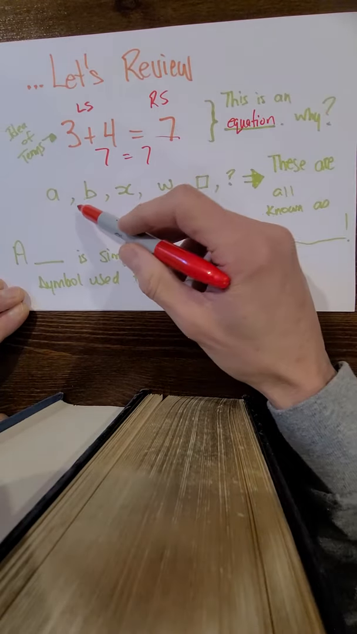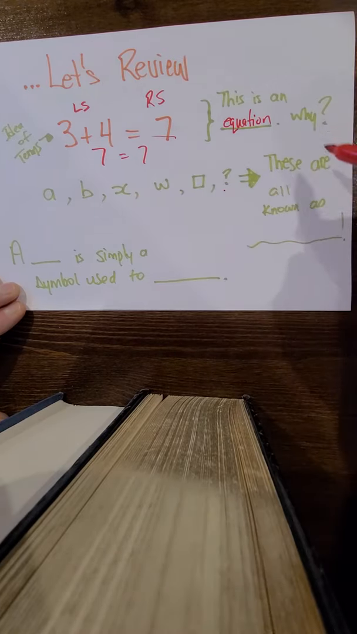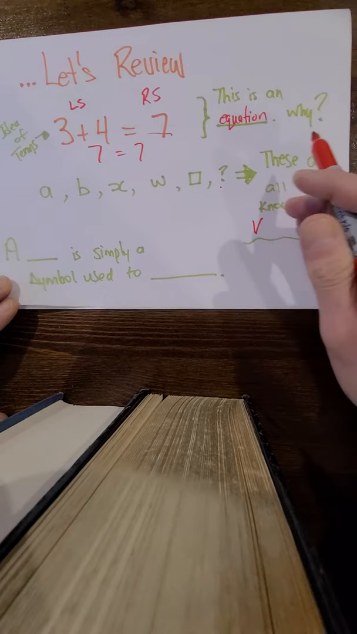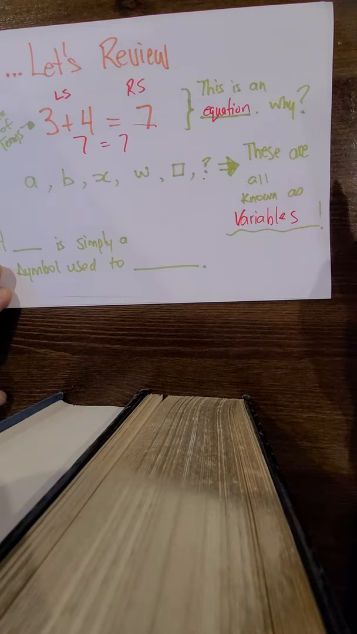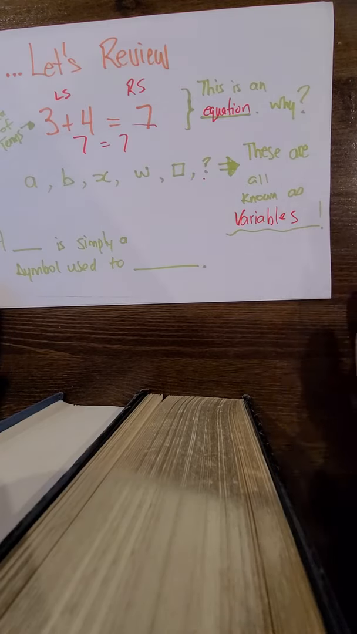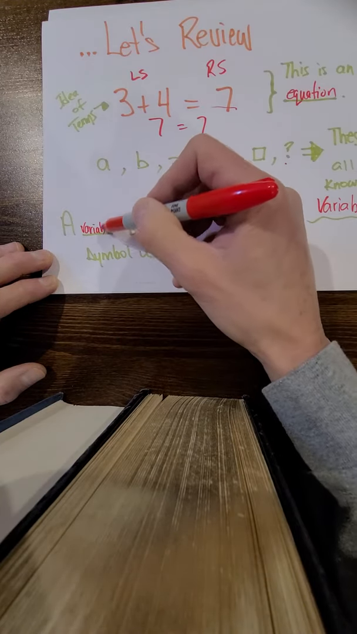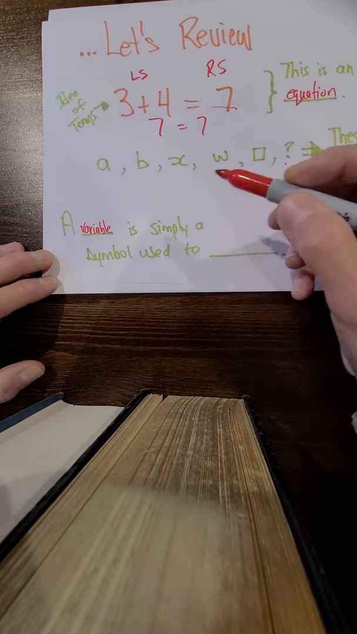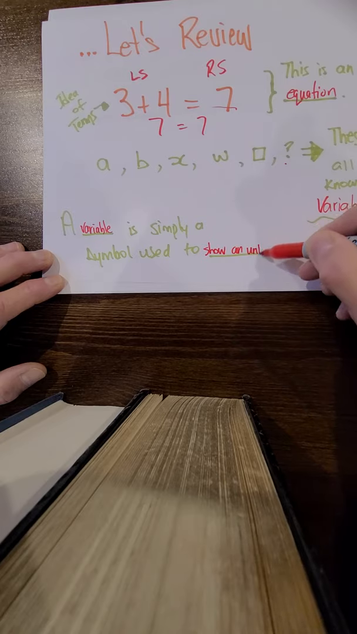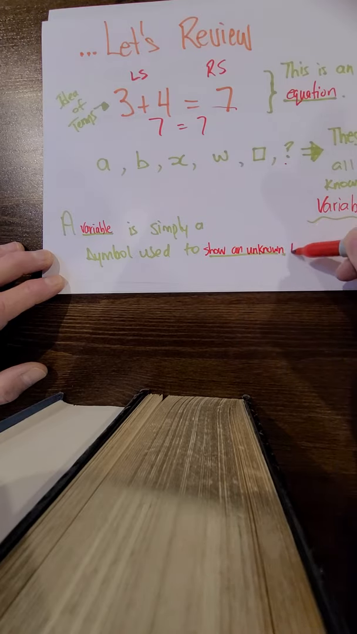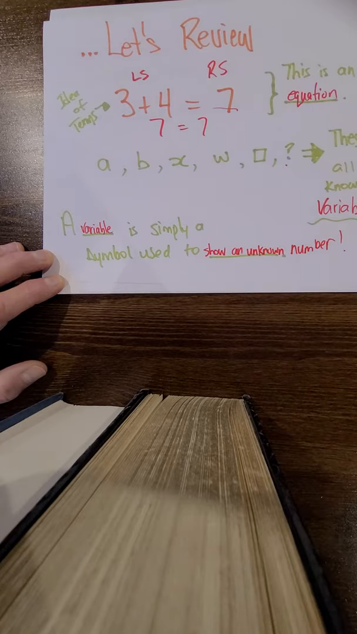What do we have here? We have a b, an x, a w, a square, a question mark. These are all known as variables. Yep, there's that word again. Okay, so what is a variable? Well, a variable, ladies and gentlemen, is simply a symbol that we use to show an unknown number. That is what a variable is.